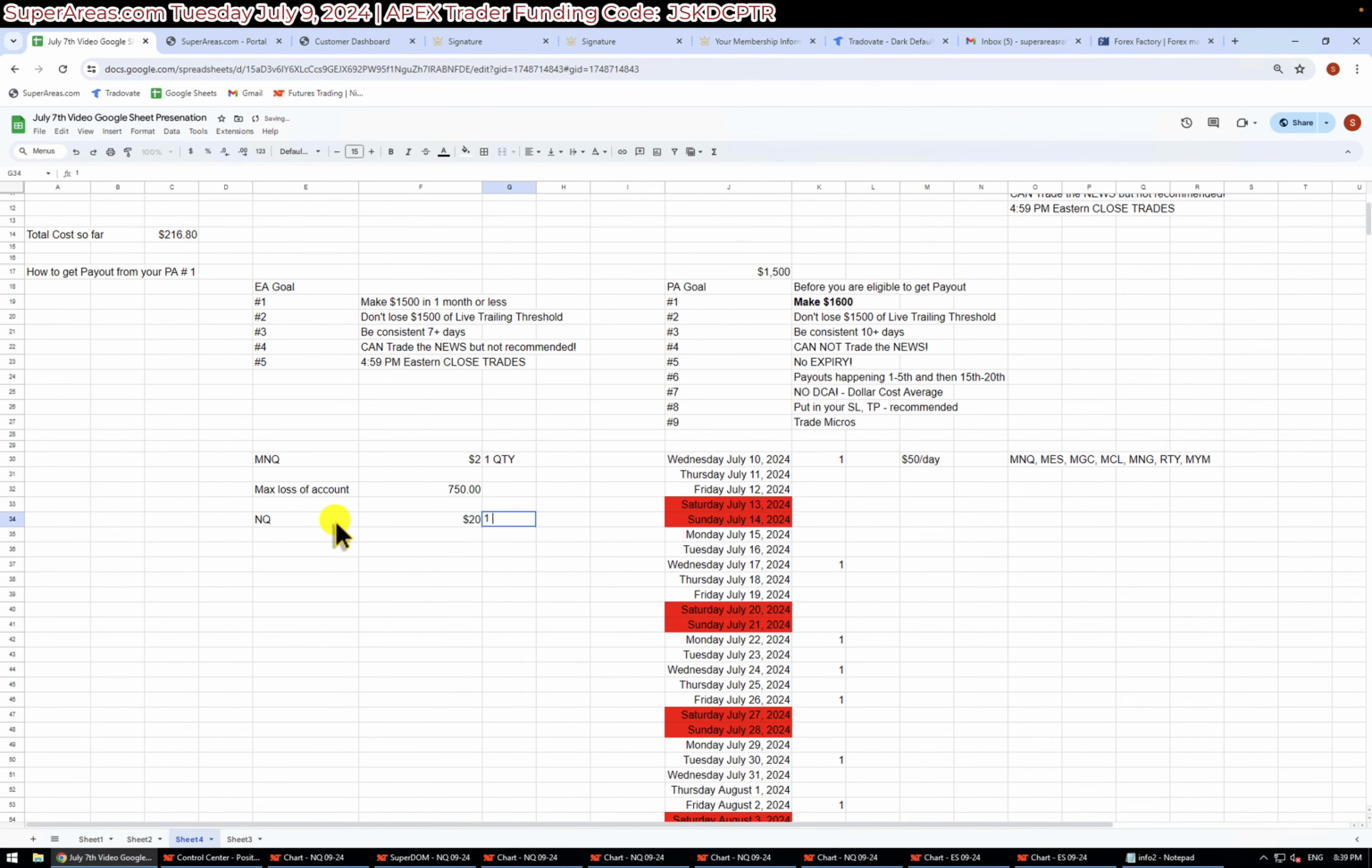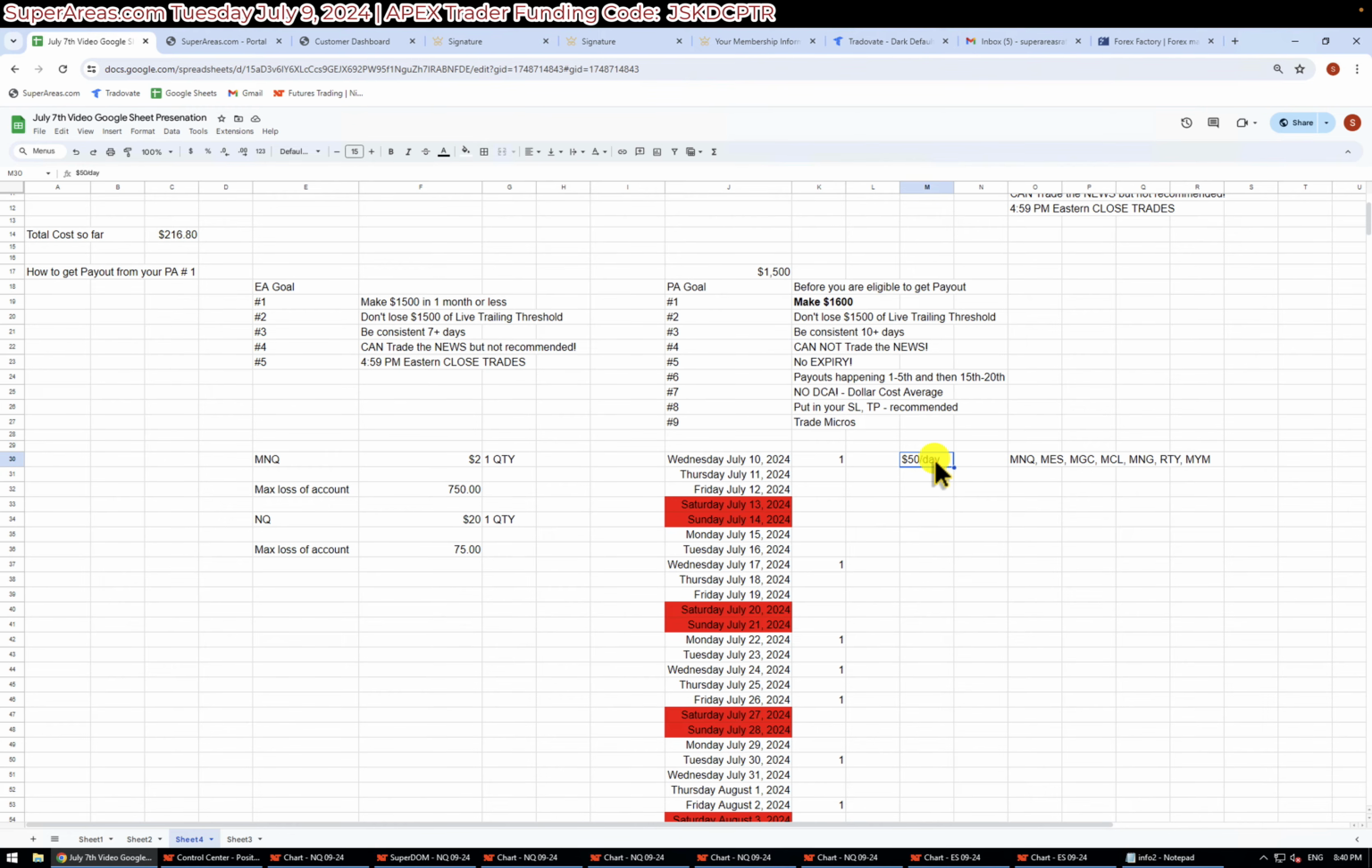And with one QTY, so one quantity. If you only have $1,500 and you lose $20 per point, and the market only moves 75 points, your whole account is gone. So your max loss of the account is if the Nasdaq moves 75 points, which is nothing in a Nasdaq. So what is our target?